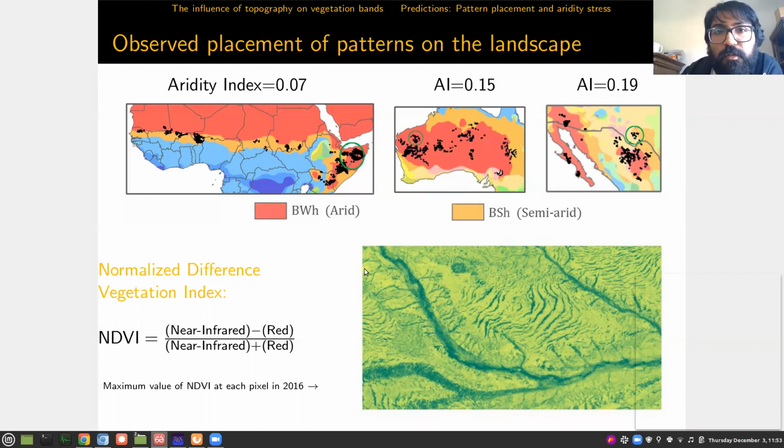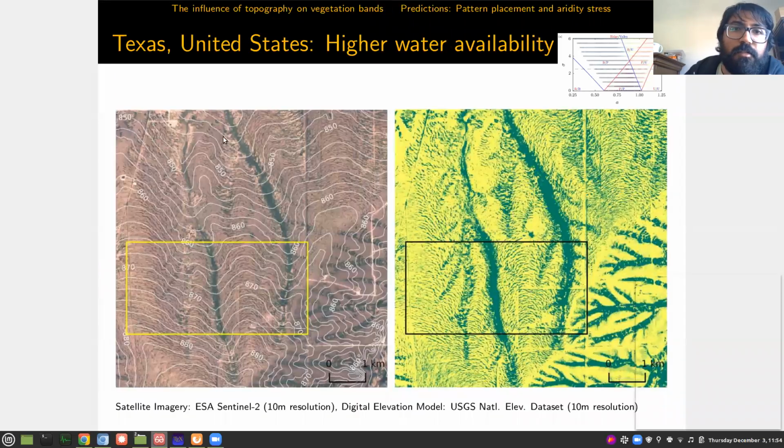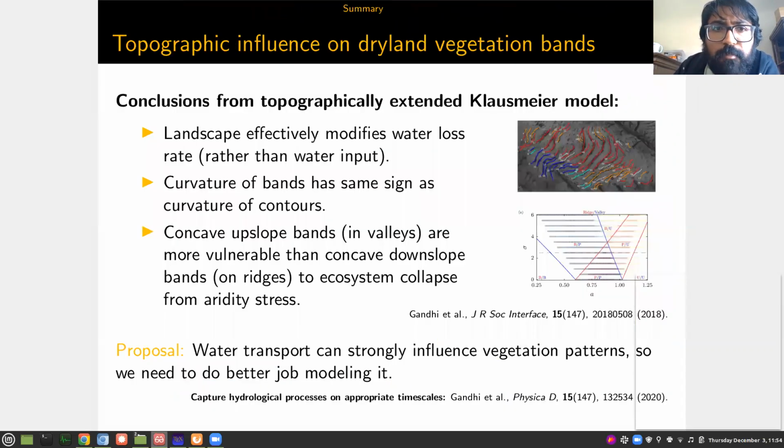And so to study that, we started out in Australia, and we looked in North America and Africa. In North America we had higher water availability, and in Africa we had lower water availability. I mentioned this to you earlier. This is near that site that I showed you at the beginning, where we tend to see the patterns mostly in valleys. Whereas if we look at this place in Texas, we tend to see the patterns mostly on ridges. This is consistent with the predictions that I've talked to you about. So let me just stop here.